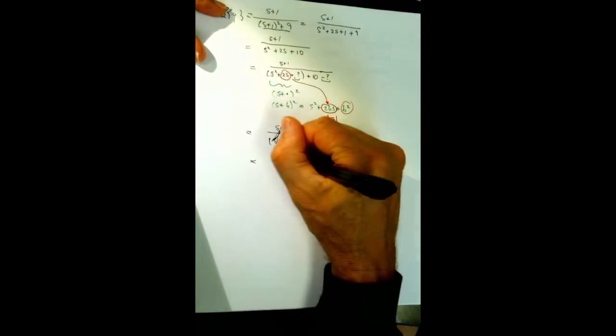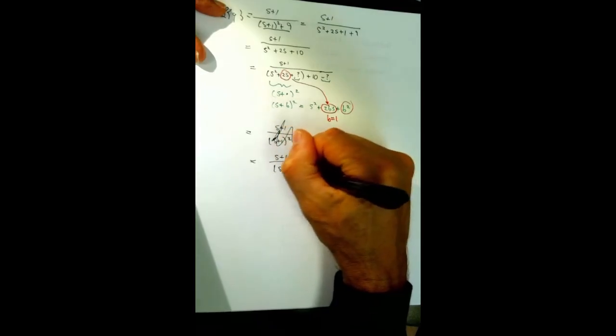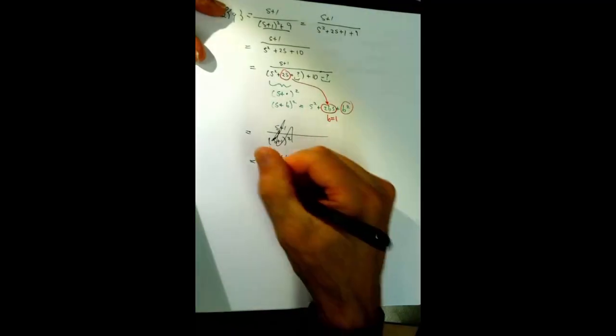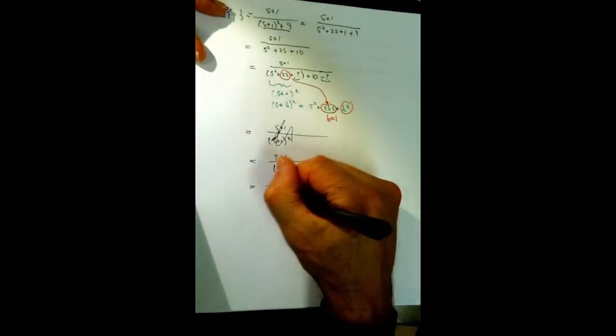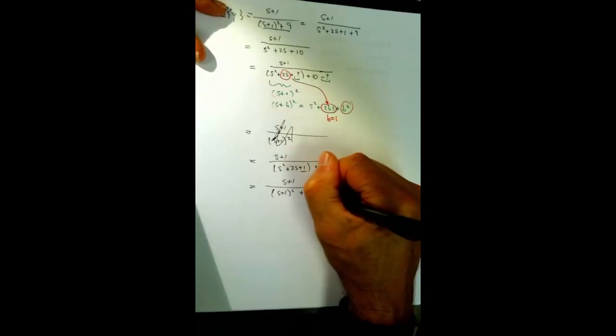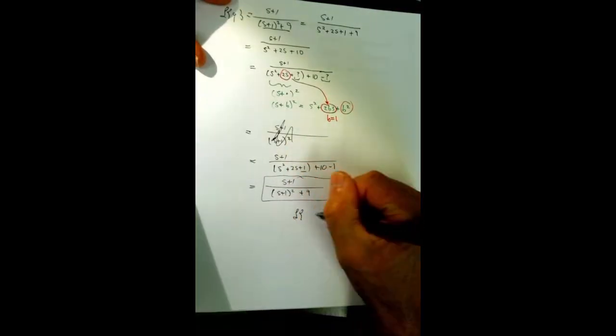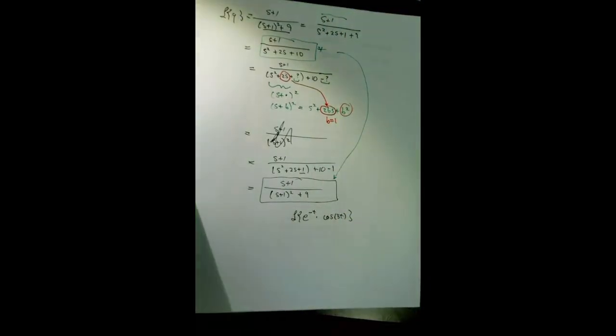Let me write it out the long way. So here I want to add 1, but if I add 1 here, I have to subtract 1 there. And I have this expression, and this was what I was originally given. And notice in this form, then I can recognize this as the Laplace transform of e to the minus t times cosine 3t. So oftentimes, you're given things in this form, and you've got to go through and do the algebra to put it in that form.